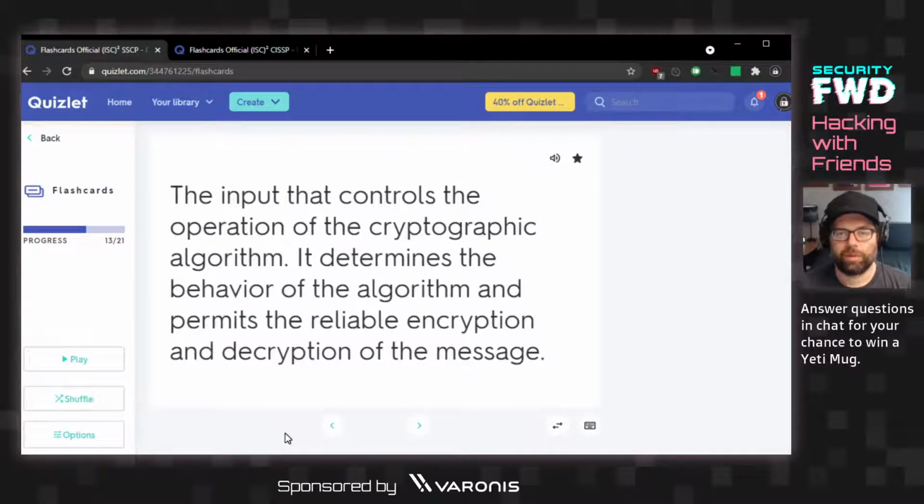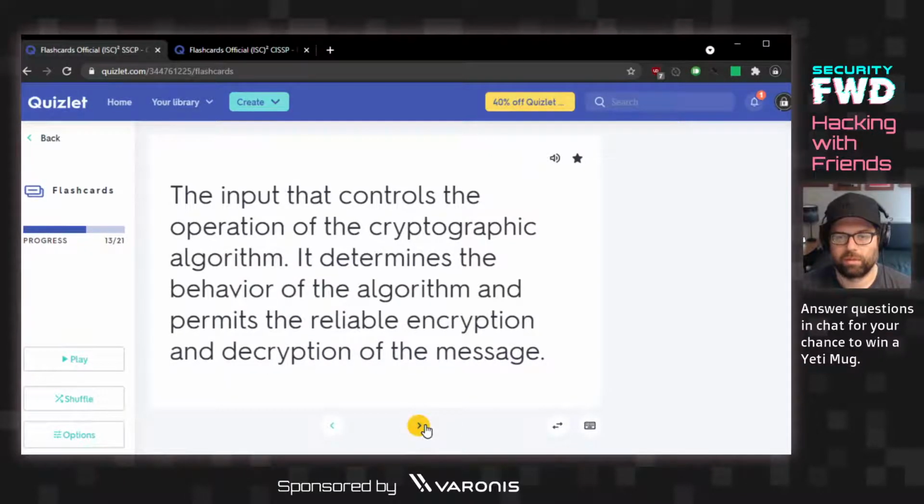Okay. The input that controls the operation of the cryptographic algorithm, determines the behavior of the algorithm, and permits the reliable encryption and decryption of the message. I want to say configuration, the key, input that controls the operation. That seems like a lot to put on the key in this, because there's a lot of other things you could do, especially when you get into the more complicated cryptographic algorithms where there's things beyond just key or key size, but actually like number of turns and things in it and stuff.